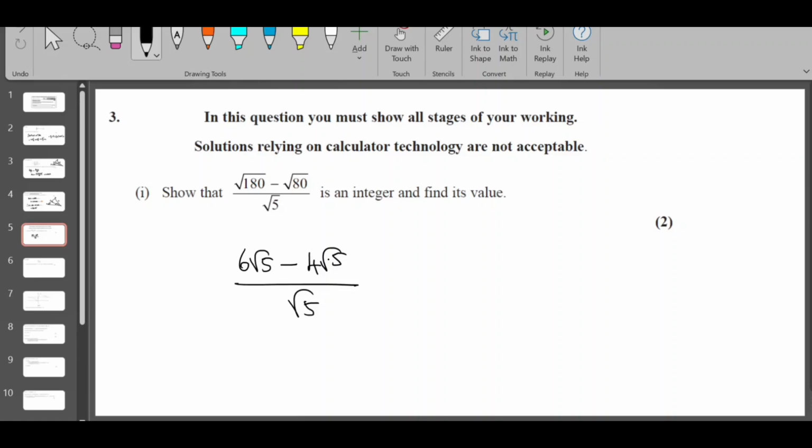Here is what you're not supposed to do: don't put everything in your calculator and write the final answer. You will get 0 marks because it's a 2 mark question. You need to get a method mark to get the answer accuracy mark. Now you simplify, so it's 2 root 5 over root 5, which is equal to 2. That is the answer. That's a 2 mark question.